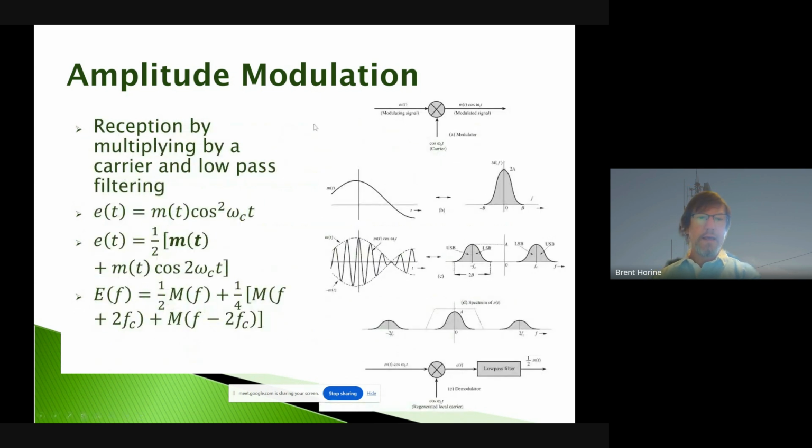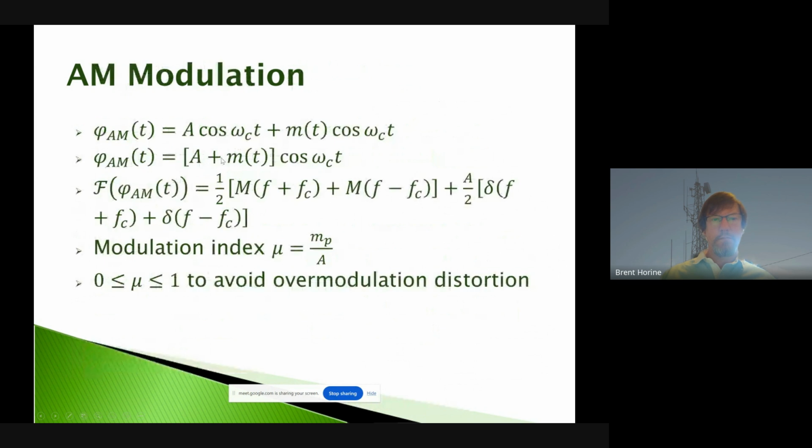So what does that look like? There it is. Now when we modulate it, we're going to have this m(t) times cosine omega t, but we're also going to have this cosine omega t, the carrier, with some amplitude associated with that. So now we can factor out the cosine omega ct, and we see that what we're transmitting is this carrier amplitude plus the message signal, multiplied by the cosine omega ct.